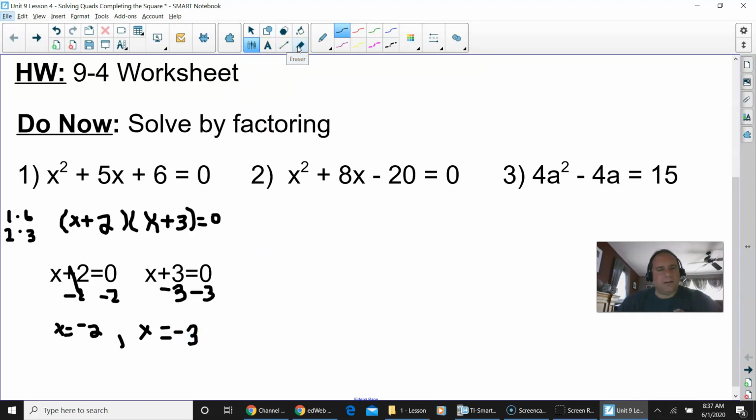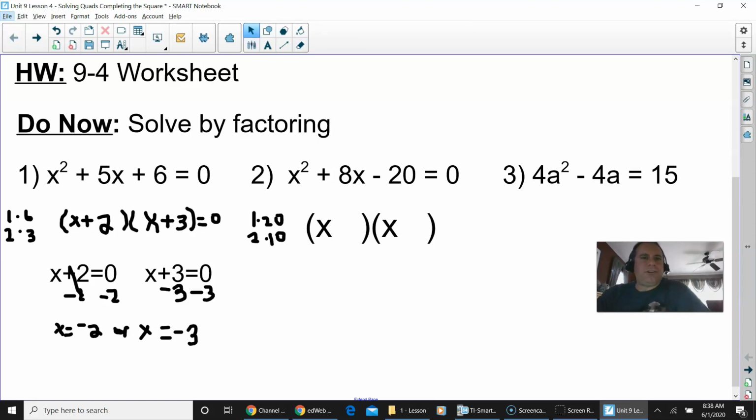Go ahead, try to do number 2 the same exact way. You can press pause now. So for number 2, I'm looking at that -20, and I have to have 2 numbers that multiply to 20 and that add to 8. And here they are right here, 2 and 10.